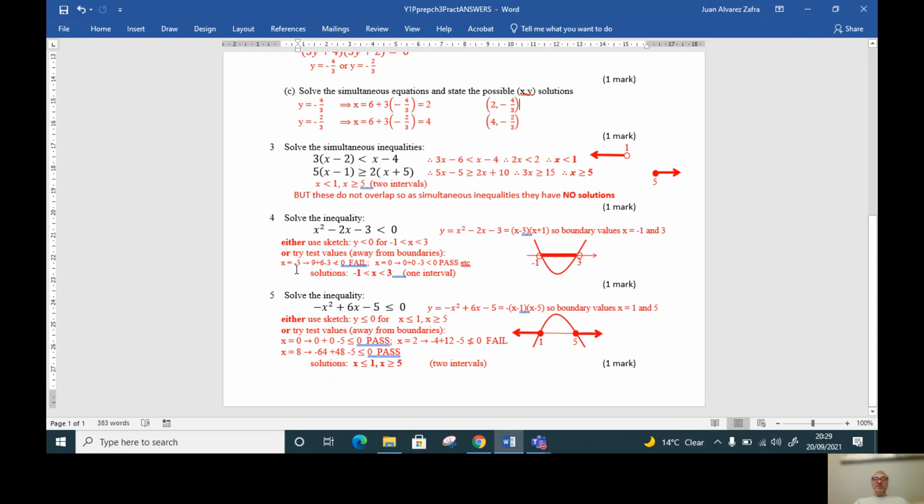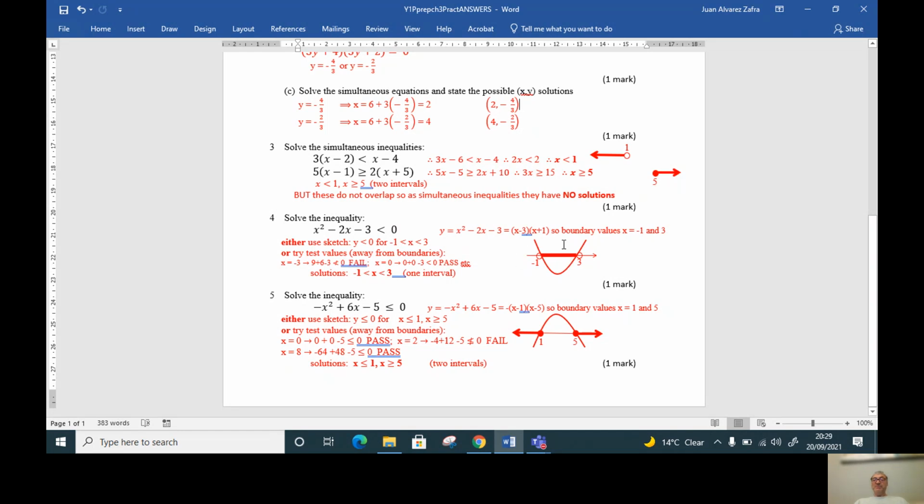So here, for example, if we try x is minus 3 in question 4, we see that putting minus 3 into the inequality, we get minus 3 squared is 9, minus 2 times minus 3 is 6, minus 3 gives us 9 plus 6 is 15, minus 3 is 12. Is that less than 0? No, it isn't. So we can see that minus 3 does not solve this inequality because it's greater than 0. If we then try another value, 0, which is between minus 1 and 3, we see that 0 gives us minus 3, which is less than 0, and so that does solve the inequality.